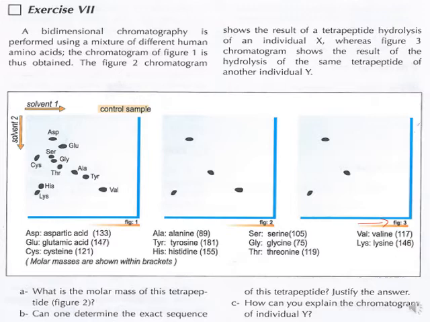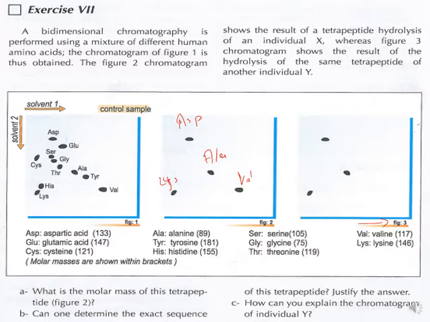First, what is the molar mass of the tetrapeptide shown in figure 2? As you see here, you have to know the tetrapeptide as shown here. So for the tetrapeptide, you have to compare it with the control sample. This is the control sample. So the first one is ASP. We compare them according to their position. And this one is for ALA. This one for LYS. And the last one is for VAL. Okay?